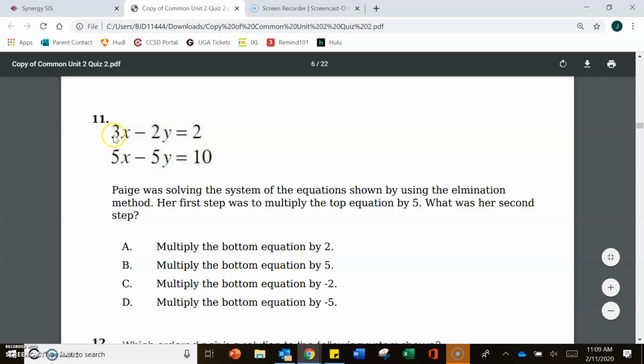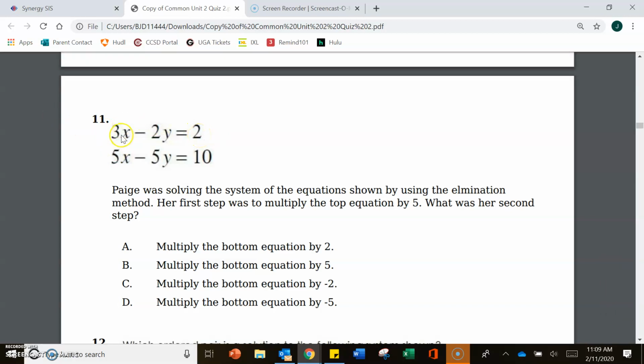So if I multiply the top by 5, now, I don't know, that could be talking about either one of these because they both have a 5 involved here. A says multiply the bottom by 2. B says multiply the bottom by 5, C multiply the bottom by negative 2, and D multiply the bottom by negative 5. So which variable do you think it's referring to? Correct, y. Y is the only one up here that has 5 and 2 showing.